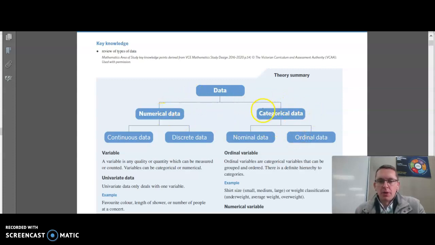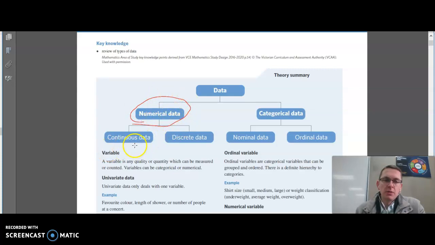A good one was postcodes. Postcodes are categorical data because they actually represent a suburb, and there's no order to that either, so that would be nominal. With numerical data like weight, measurements, anything like that, that's going to be numerical.